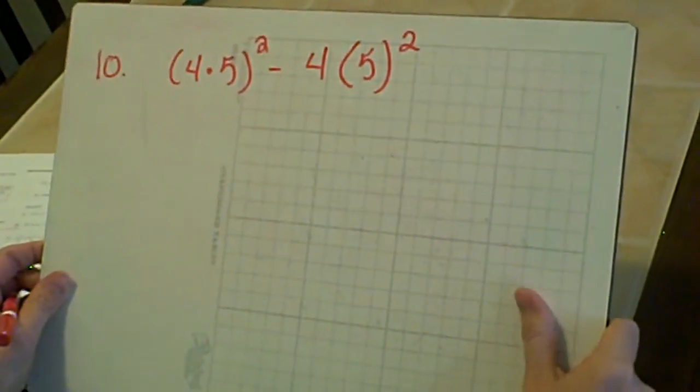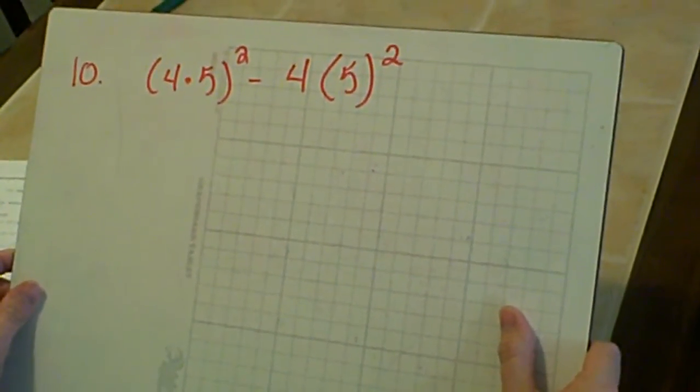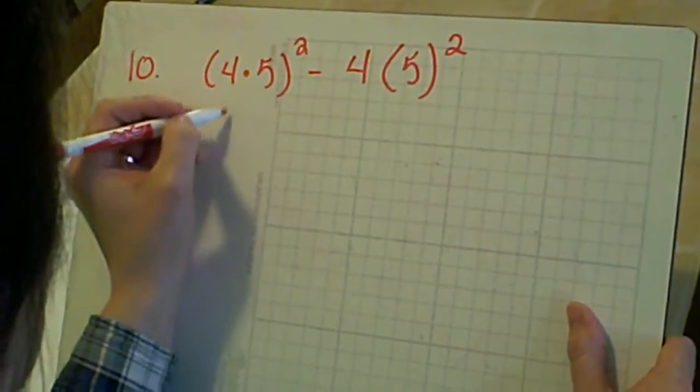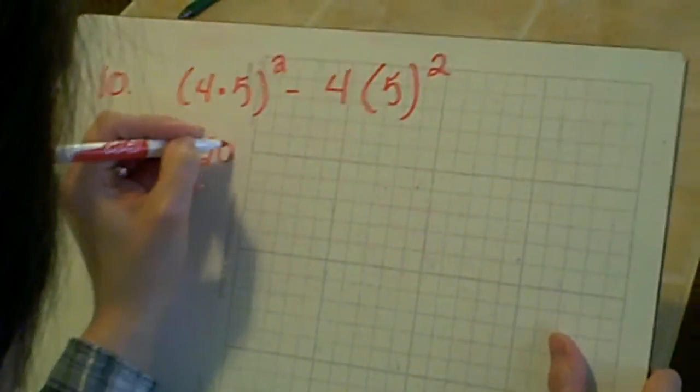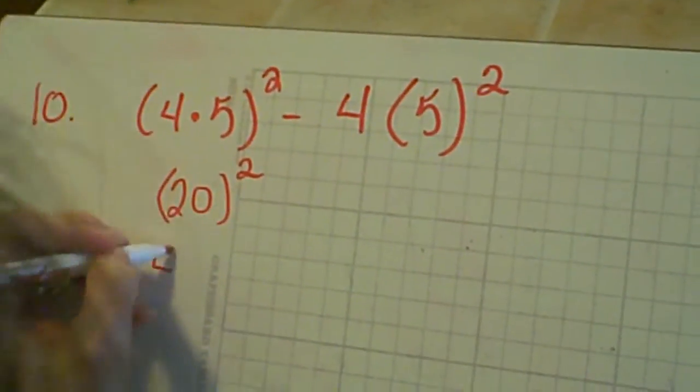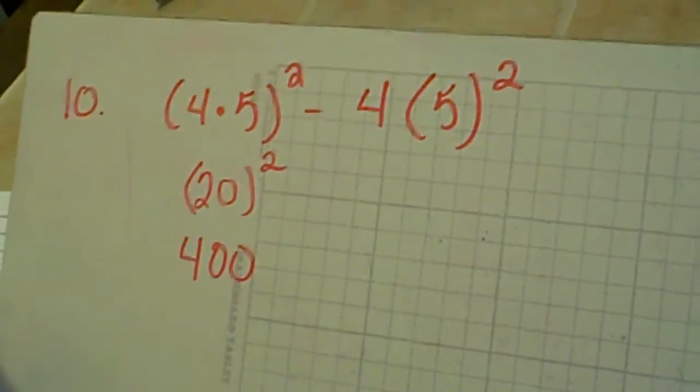Okay, 7th grade, continuing on with your practice test on number 10. We're just going to simplify this expression. Remember, you first have to do everything in parentheses first, so 4 times 5 is 20. And so then we're going to be squaring 20, and 20 times 20, you guys should all know, is 400. It's also on the board on the chart.